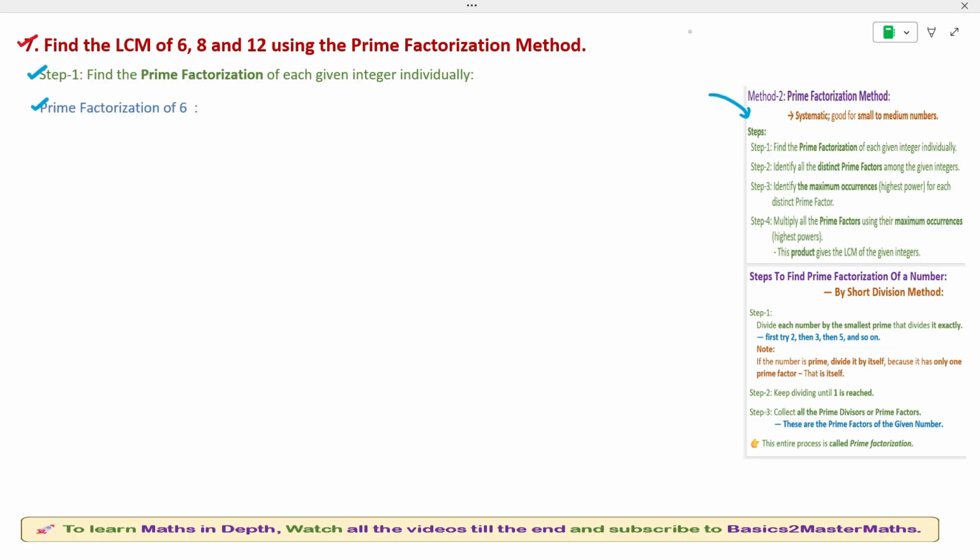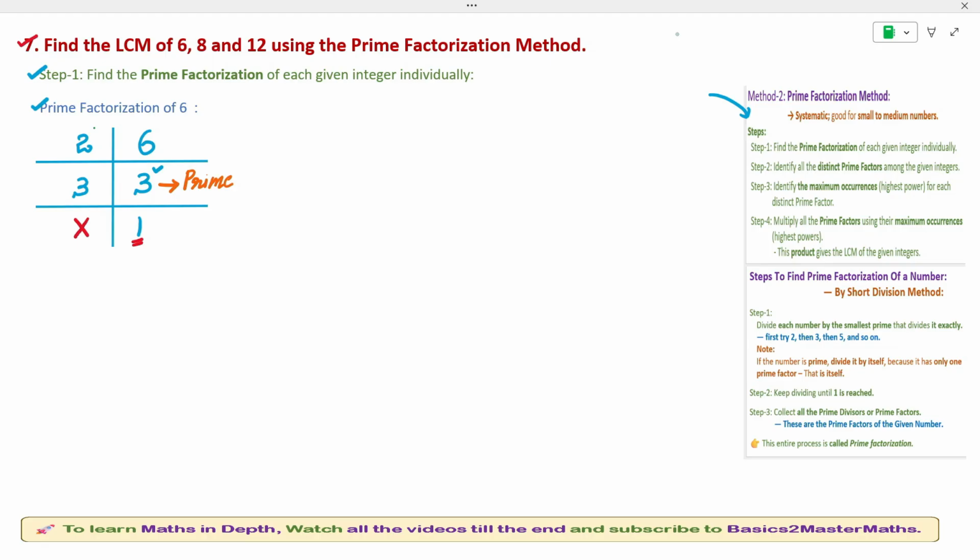Let us find the prime factorization of 6. Start dividing 6 by the smallest prime 2. Since 2 divides 6 exactly, we get 3. Observe, 3 is a prime number. So, divide it by itself. Since 3 divides 3 exactly, we get 1. Stop here since 1 is reached.